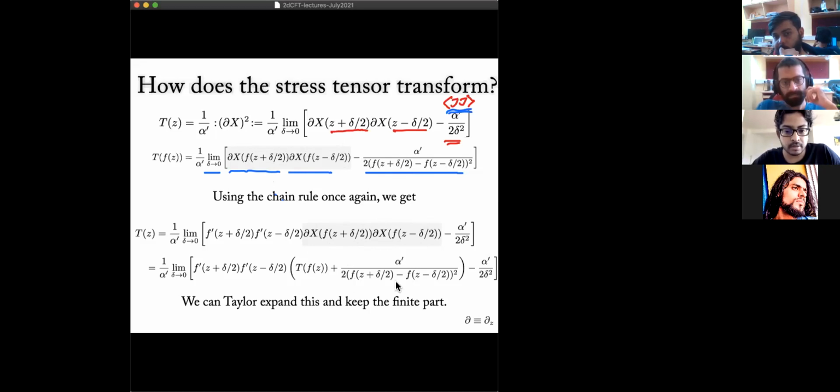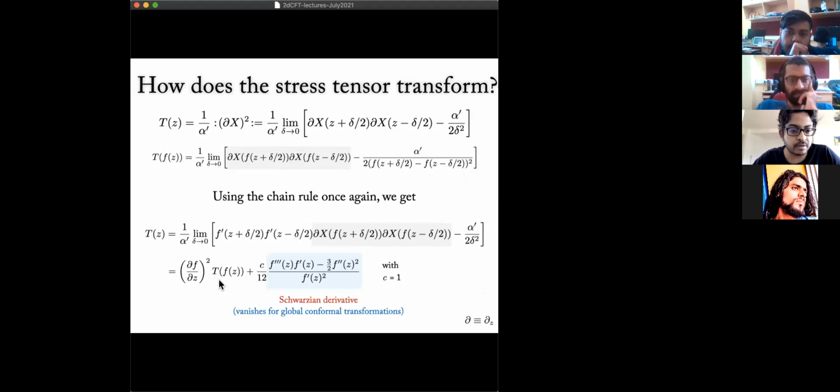You just need to Taylor expand this ugly expression, which you can do in Mathematica, for example, and just look at the finite part, because the divergence is subtracted out. Once you do that, you get this part: just like the current, the stress tensor now transforms with 2 powers of del f by del z. And you have this additional piece, which is the Schwarzian derivative, which you have met earlier. So this is one way to arrive at the Schwarzian derivative.